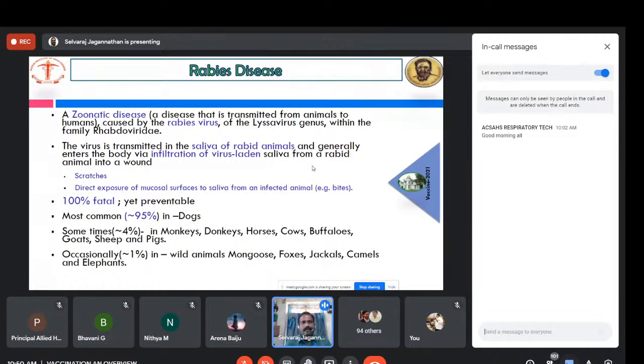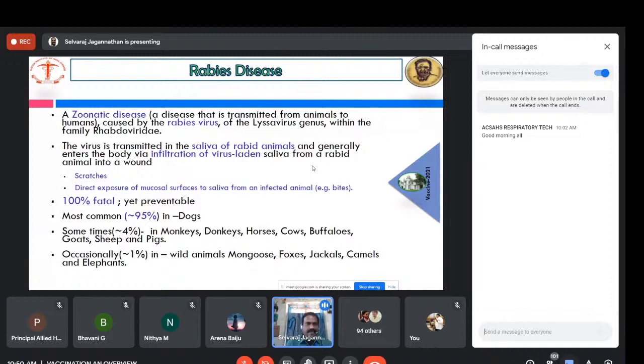Now I'm going to explain how the vaccine was produced in our institute, and also how the technique is used currently, what we have as the vaccine basis. So that kind of information you'll get here. But before that, I'll give some clarity about rabies disease.